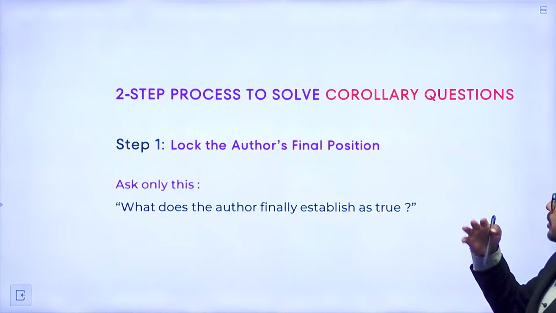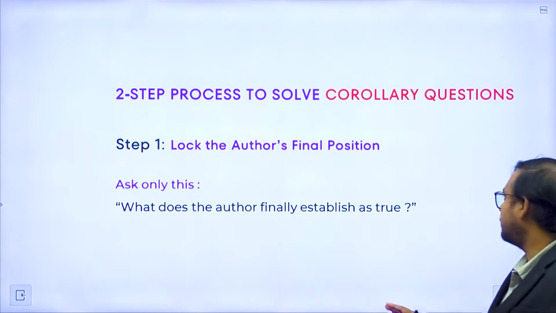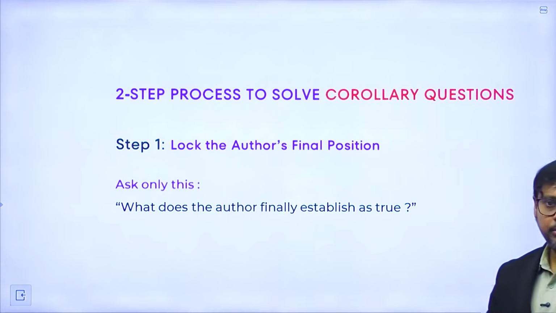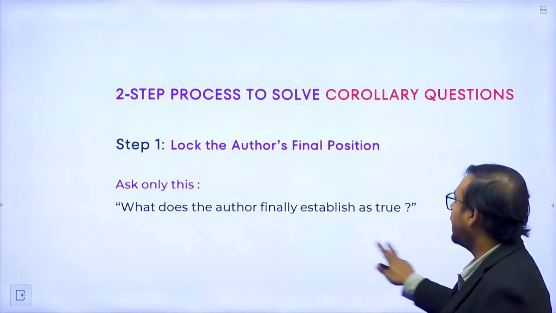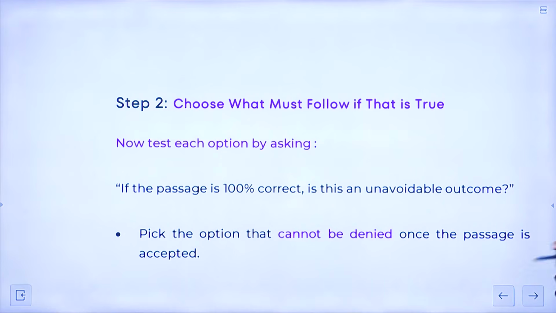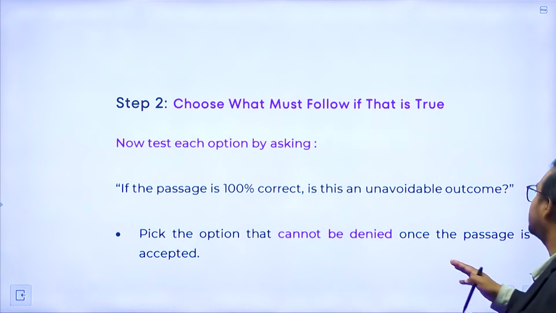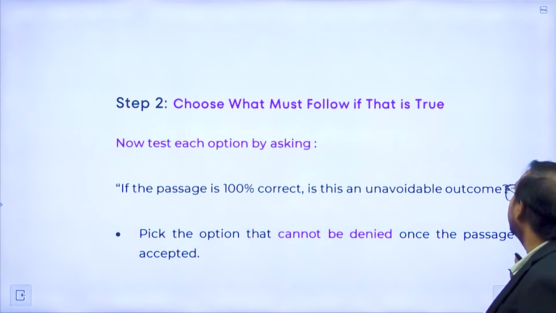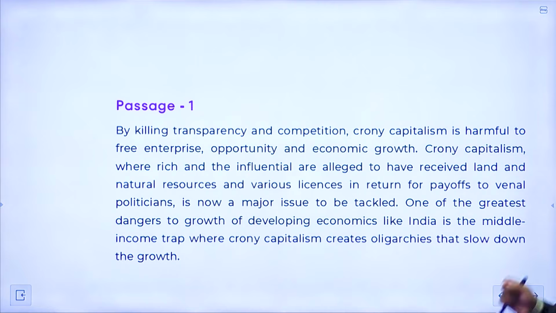So step 1 is you first have to log the author's opinion, the final position. What does the author finally establish as true? This is the first thing. And the second thing is, if the passage is 100% correct, is this an unavoidable outcome? ठीक है? चलो, एक question solve करते हैं and then things will get clear. So first we have to log the author's opinion, the author's position.